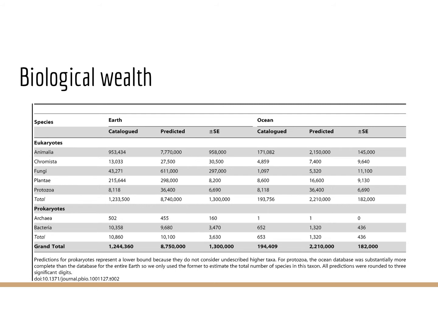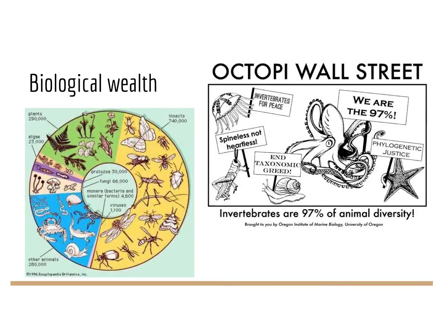What's interesting about this table is that these are actually just the described species. So these totals would be much higher if they included undescribed species. The process of actually describing and cataloging a species is pretty extensive. You have to see it a certain number of times, you have to describe it a certain way, you have to name it a certain way. So sometimes even newly discovered species are not officially described. When we talk about biological wealth, we're talking about the numbers of different species.